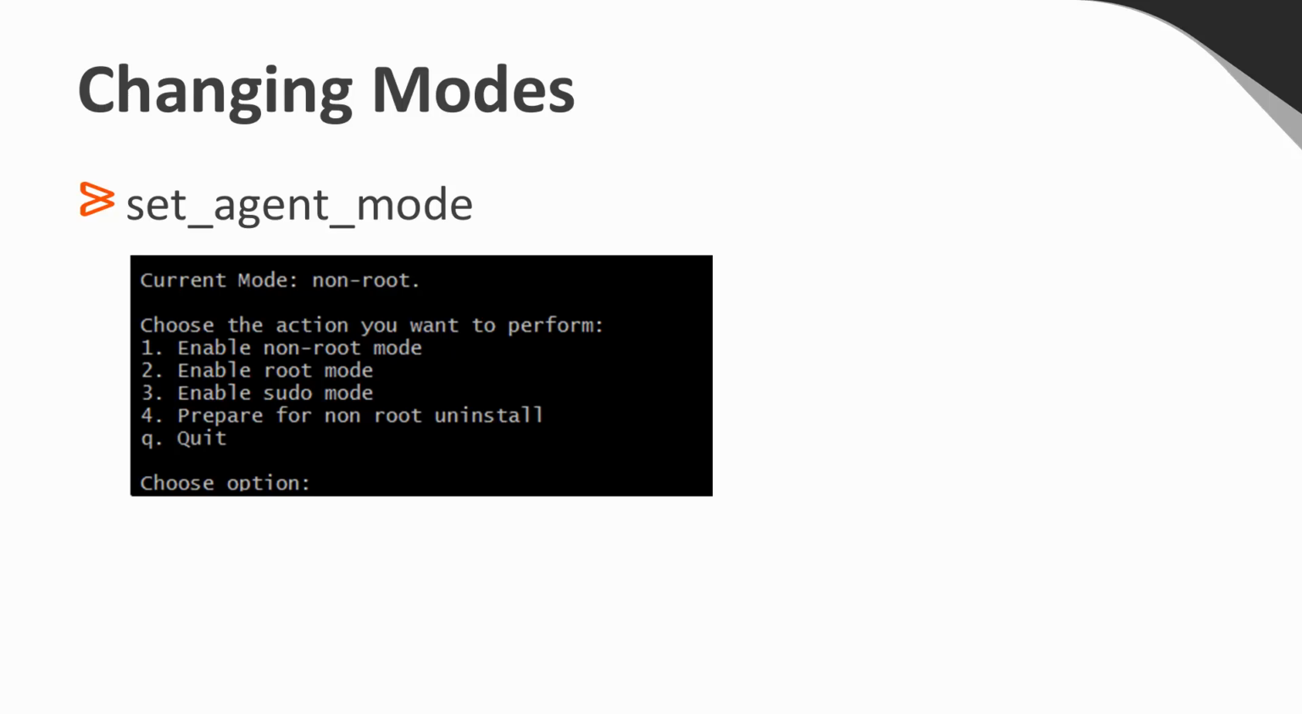Option number 3, the enable sudo mode, can be run as the agent owner typically. The one exception is that if non-root mode had been enabled previously, as you saw on the prior slide, we had set SUID and changed ownership of the su_bmc to root. So you need to be root to undo that change. Okay.